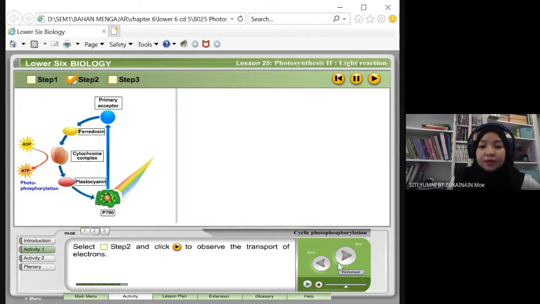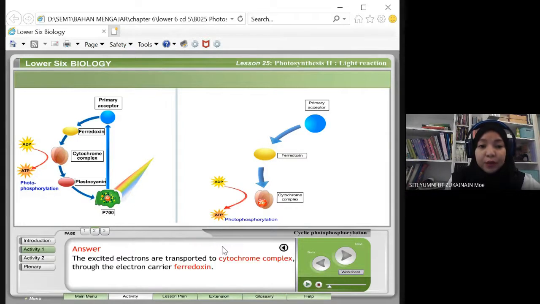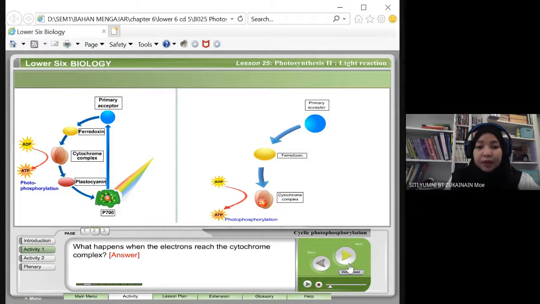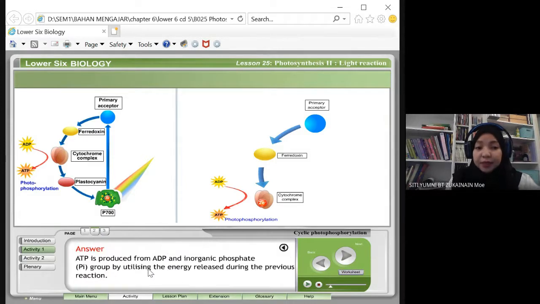So let's look further. If you can see here, where do the excited electrons go? As in the non-cyclic, the excited electrons are transported to the cytochrome complex through the electron carrier ferredoxin. When the electrons reach the cytochrome complex, energy is released, and the same thing, ATP is produced from ADP and inorganic phosphate (Pi) group by utilizing the energy released during the previous reaction.